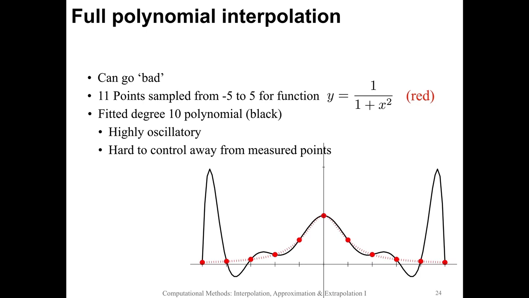We end up with, in this case, because we have 11 points, a degree 10 polynomial. And the problem with it is it ends up being very oscillatory, or it moves up and down quite a lot. And it's hard to control it away from the measured points. So there is a downside to actually trying to fit a full polynomial to all of our data.